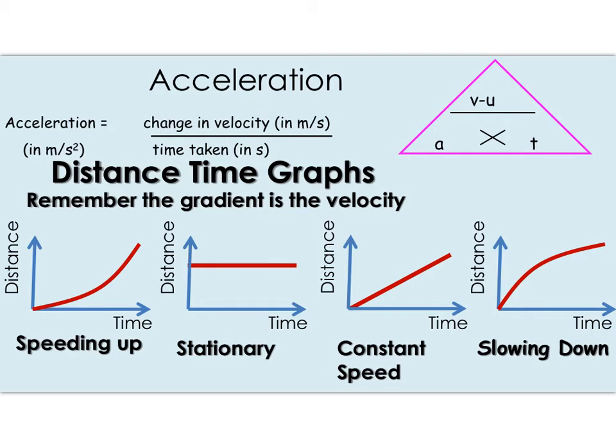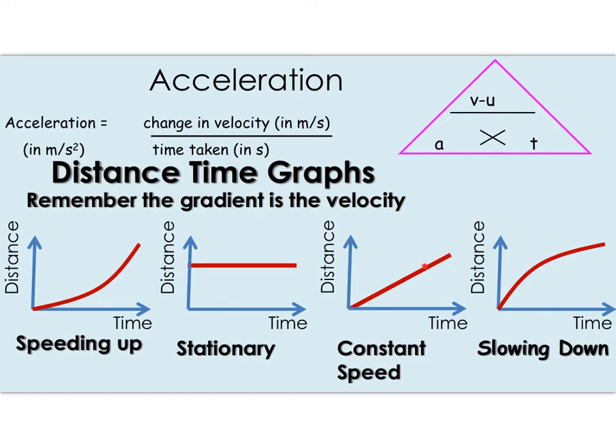We're now going to look at distance time graphs, and it's key to remember that the gradient of a distance time graph is equal to the velocity. There are a few different things you need to know about distance time graphs. The first one is how to show something speeding up, and speeding up means that the line is curving. If the gradient is velocity, the gradient here is increasing, which means velocity is increasing. If an object is stationary, it's not moving, there will be no gradient, so it will be a straight horizontal line, as indicated there. So the distance is not increasing with time.